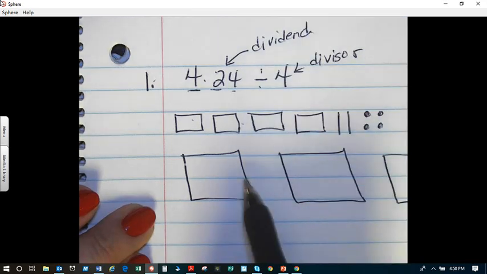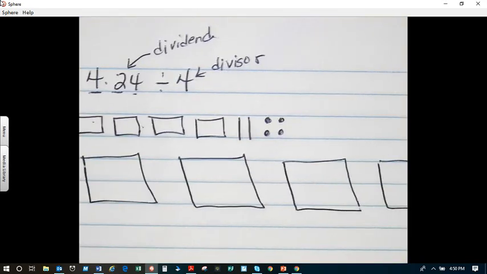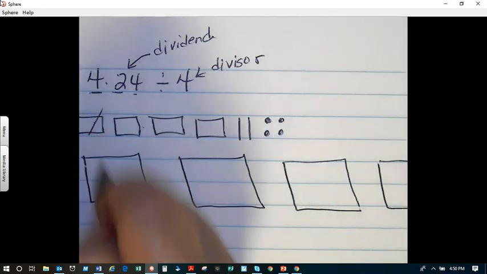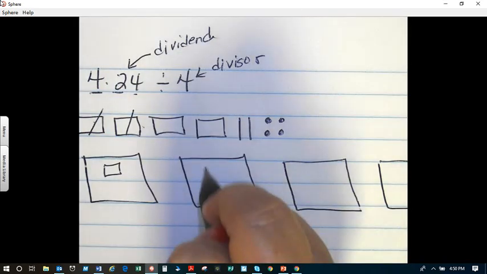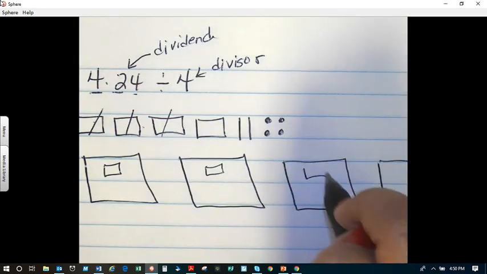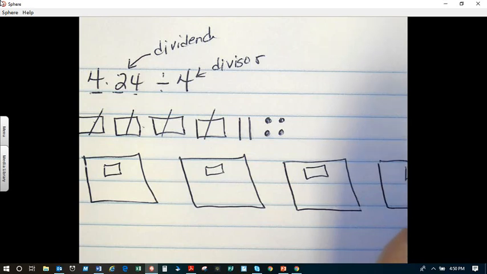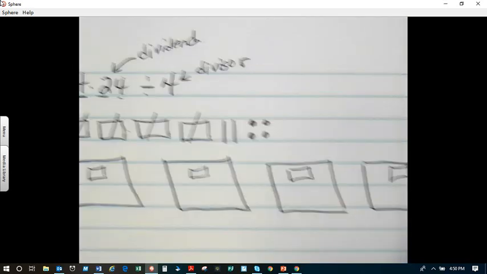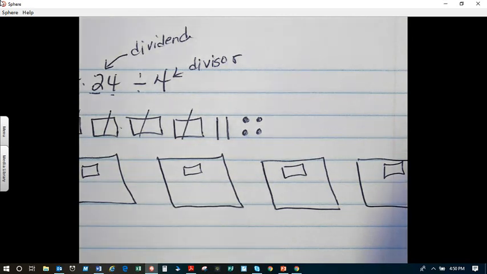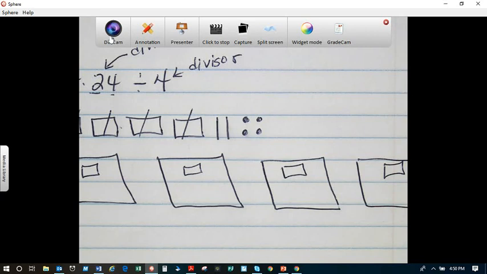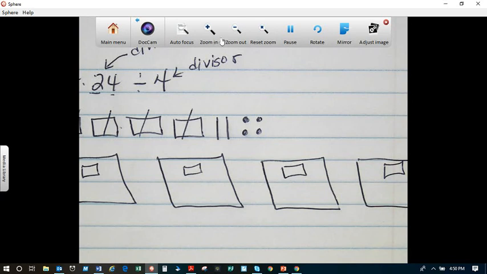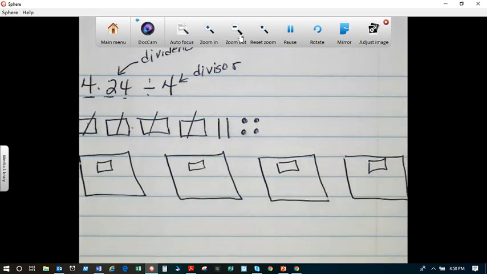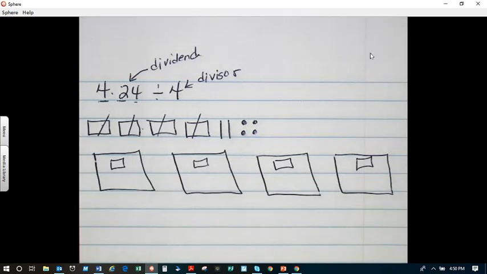Okay, now I'm needing to find out how many will go in each group. So I'm going to take this one, that's 1, bring this one here, that's 2, that's 3, oh look at that, that's 4. So all 4 of those will fit. Let me see if I can reduce that, because it's a little bit. Let me zoom out a bit. There we go. Is that a little bit better? All right.